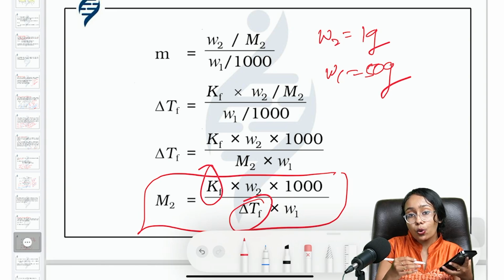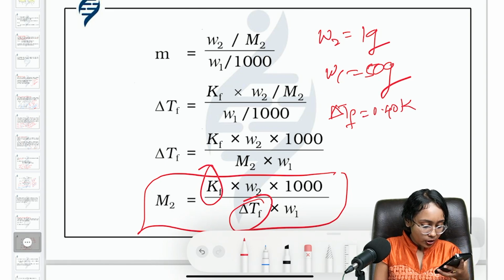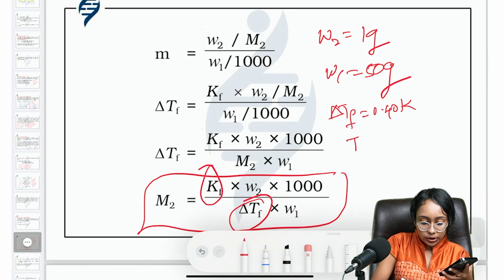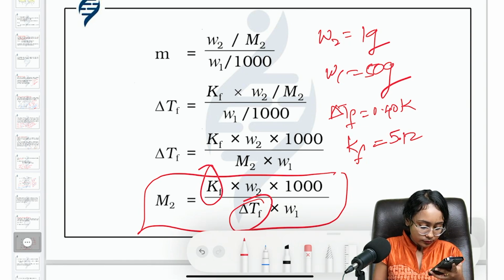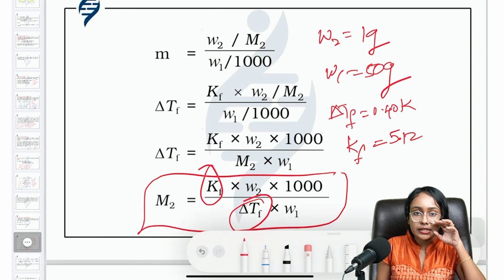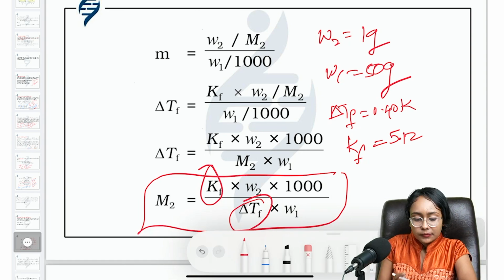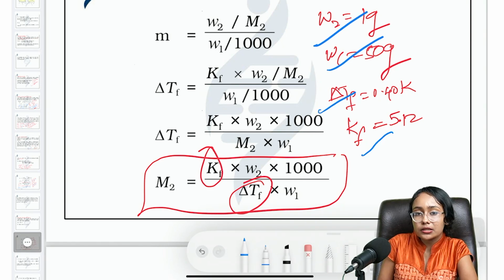Lowered the freezing point means delta Tf equal to 0.40 Kelvin. The freezing point depression constant of benzene, Kf, is equal to 5.12. Hence find the molar mass of the solute. So how do we find it from these details? It's easy, just substitute in this equation. Delta Tf is given, W1 is given, Kf is given, W2 is given. Just find the molar mass of the solute from these details.